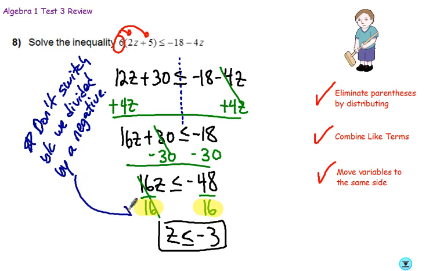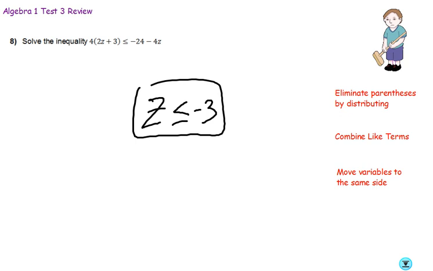All right, so go ahead and pause now and try 8 on the right side. All right, so let's take a look at number 8 on the right side. Should have z less than or equal to negative 3. Z less than or equal to negative 3. All right, so that finishes up number 8. Let's move on to number 9. Almost there.